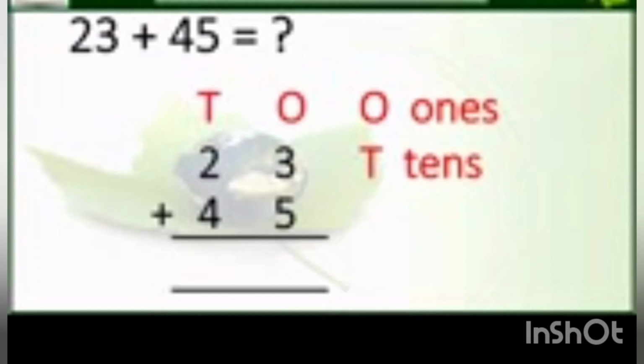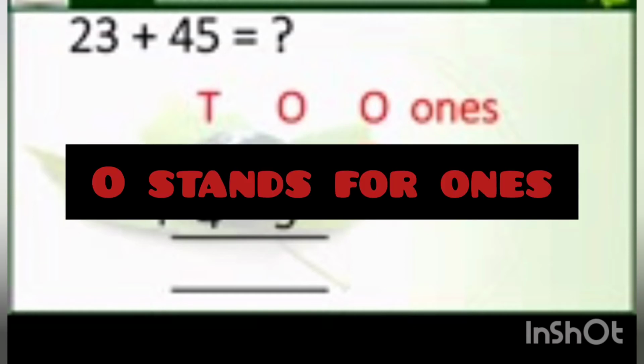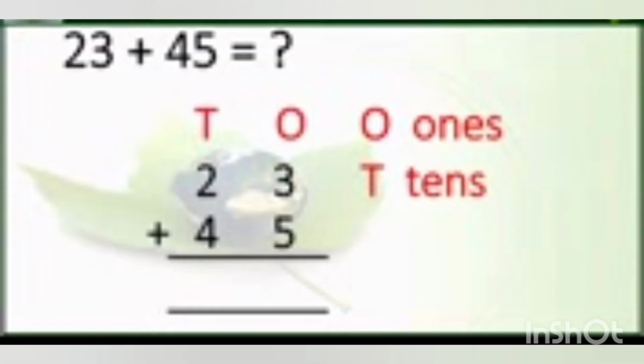Then after writing the numbers, what do we have to do? We can write O and T above the numbers. O stands for ones and T stands for tens. In our previous video, we have learned place value. Why are we writing this? Because it will be convenient for us to solve the addition sum.